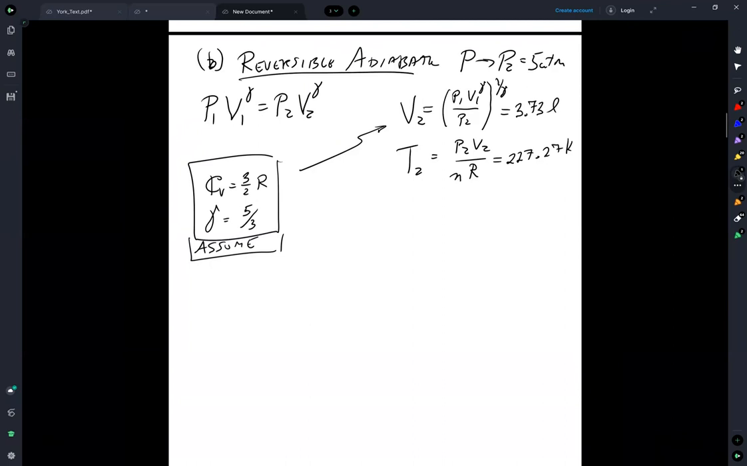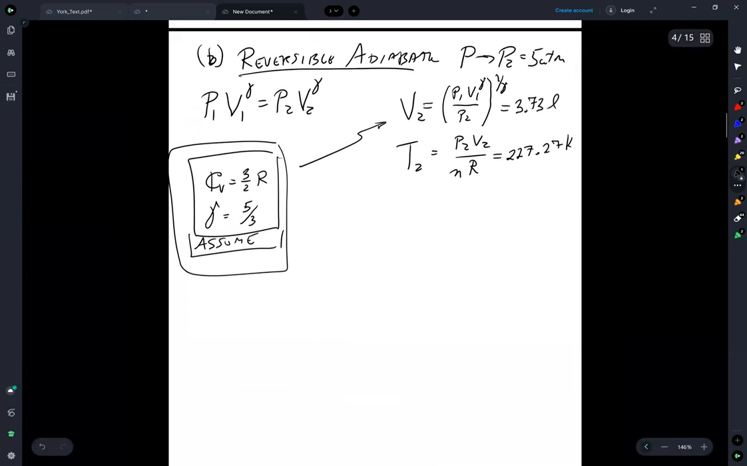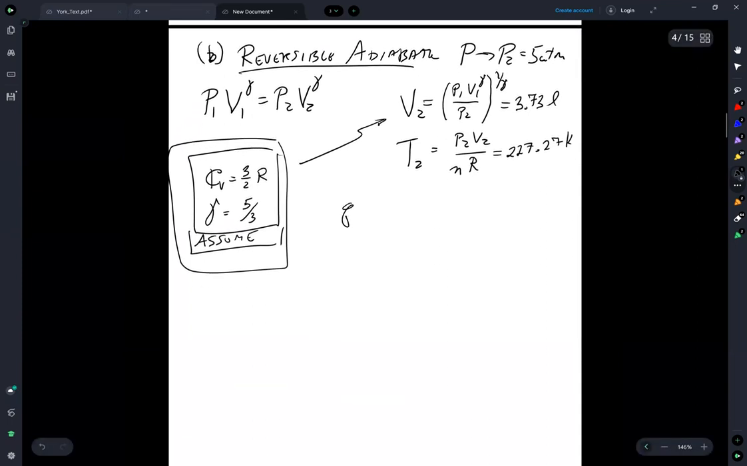Now, we did that and the book didn't give us these values, but do we really need them? Well, we know that Q reversible is equal to zero by definition of adiabatic.